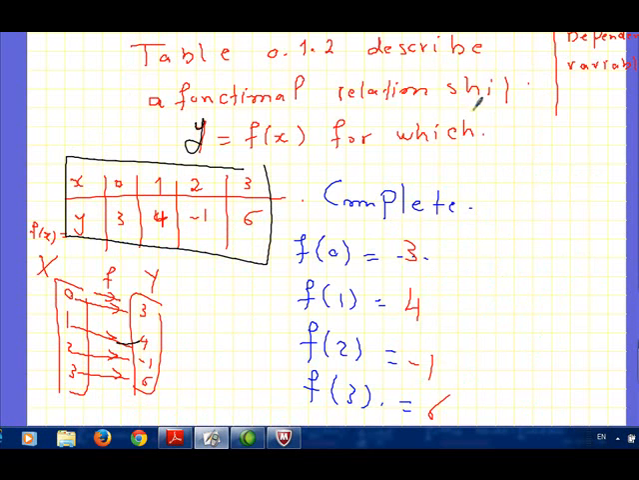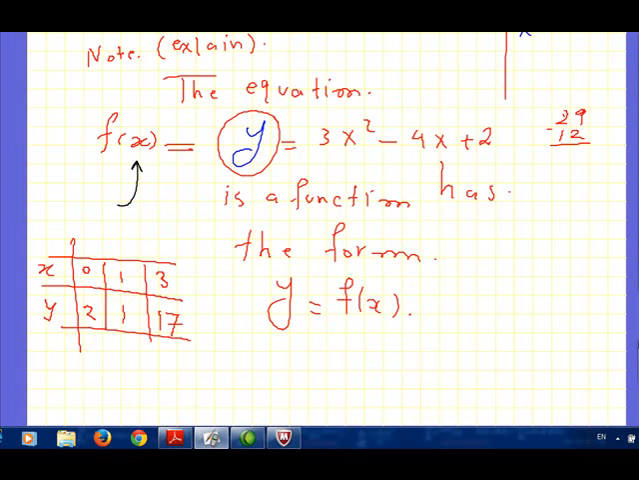From tables we can describe a function as follows. A functional relation y equals f of x, for which the elements of x are 0, 1, 2 and 3, and the images are 3, 4, negative 1 and 6. For each element in x there exists one and only one image in y, which we call a function. So the image of 0 will be 3, the image of 1 will be 4, the image of 2 will be negative 1, and the image of 3 will be 6. This is a typical example of a function.